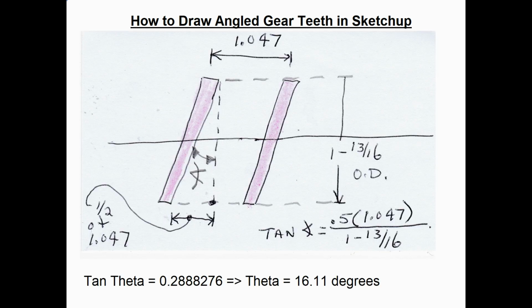Now here's an example of our worm gear illustration. Crude sketch here. I've got 2 of the teeth of the worm gear shown at angles up here. The distance between the teeth, as we said before, was 1.047 inches. Then the angle of the teeth is shown as theta, and the bottom distance of the teeth is 1/2 of that 1.047 distance. So we can say the tangent of that angle, tangent of theta, is 1/2 times 1.047 divided by the OD of 1 13/16. If you use a calculator or a spreadsheet, you'll find out that angle is 16.11 degrees.